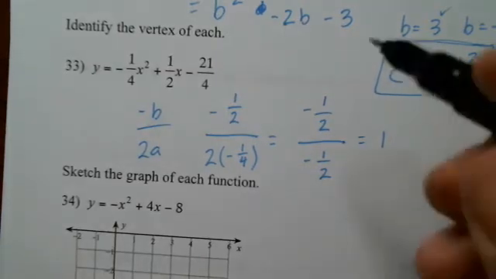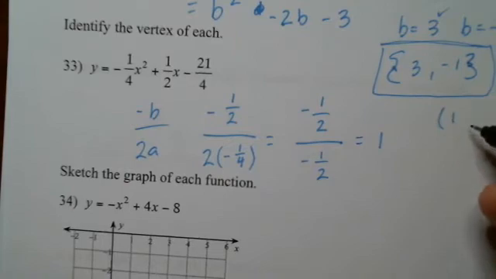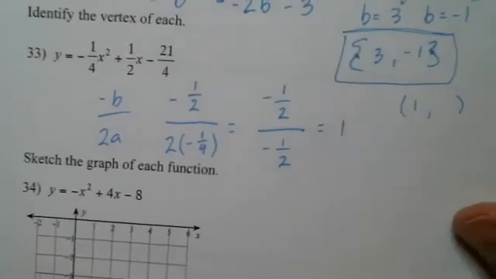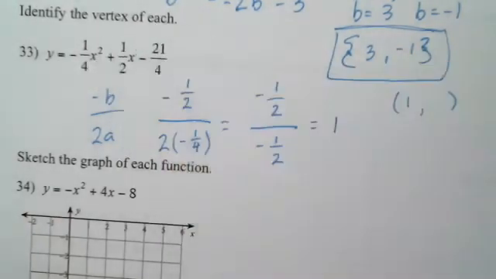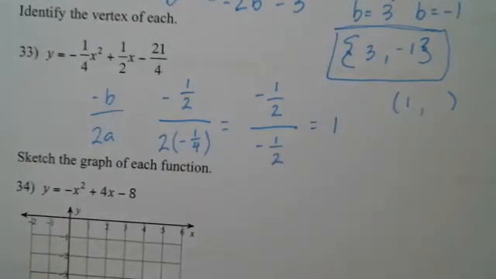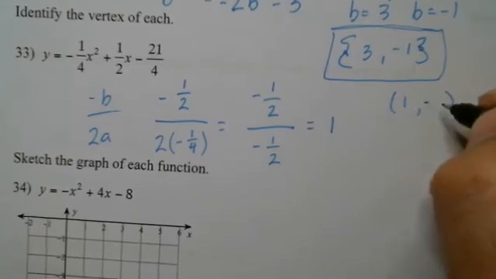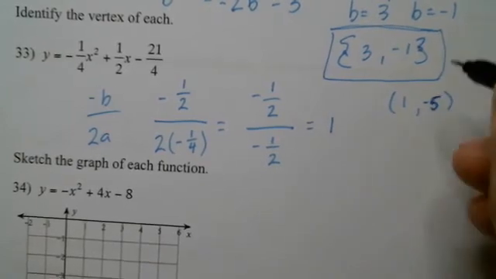Now we just plug that 1, so we know we have 50% of our answer. Now we just need to go find the y coordinate of that. So the y coordinate, you just plug 1 back in there. I'm going to use a calculator since you can on your test. And we got negative 1 divided by 4 plus 1 divided by 2 minus 21 divided by 4. I got negative 5. Is that right? Mm-hmm. Muy bien.